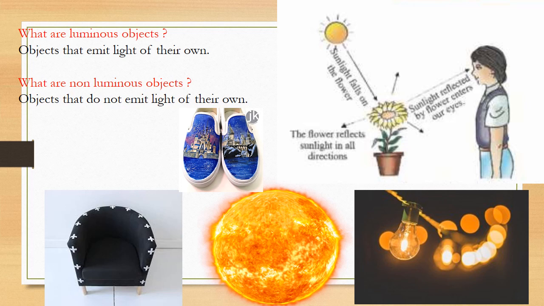So how can we see the light? When the sun, in the picture you can see when sunlight falls on the flower, okay? So the flower will reflect sunlight in all directions, and a part of the sunlight reflected by the flower enters our eyes, and that is why we are able to see the object. When light falls on any object, the object reflects the light in all directions. A part of this light enters our eyes and hence we can see the object.